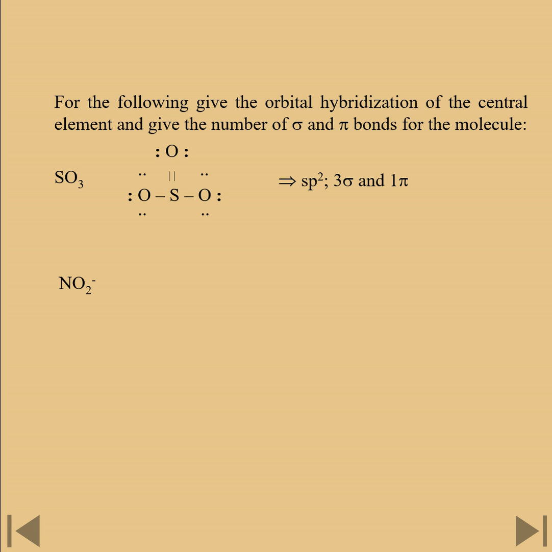The nitrite ion, I'm just going to go ahead and draw one. Yes, I could have drawn it in a different fashion, but in either way, we have an AX2E for three regions of electrons. So again, it's going to be sp2. I count 2 sigmas this time and 1 pi.